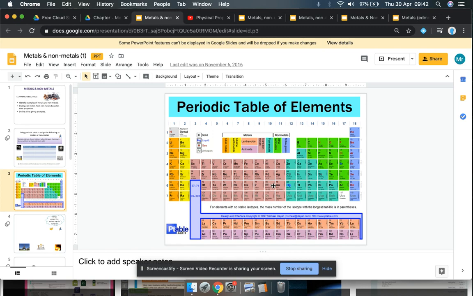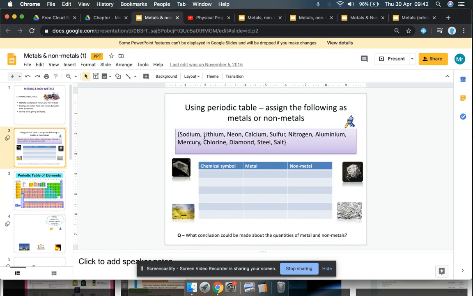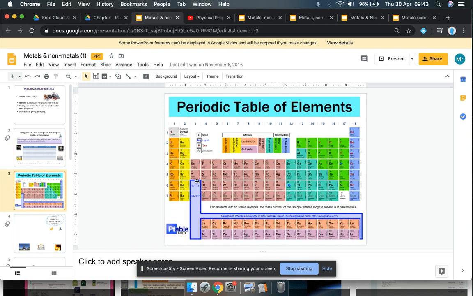So most of the elements of the periodic table are actually metals, even though, for example, you mightn't think of lithium or beryllium or magnesium being a metal, but in actual fact they are. Most of the periodic table is metal. So if we look at sodium, lithium, neon, let's see if we can identify them.